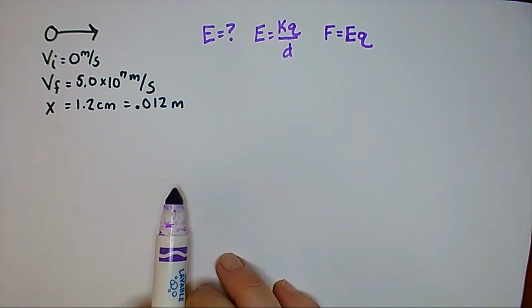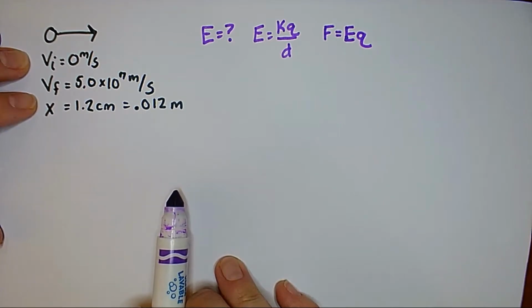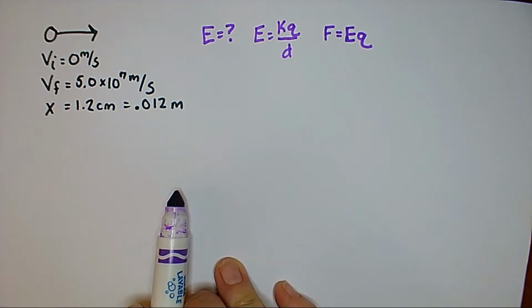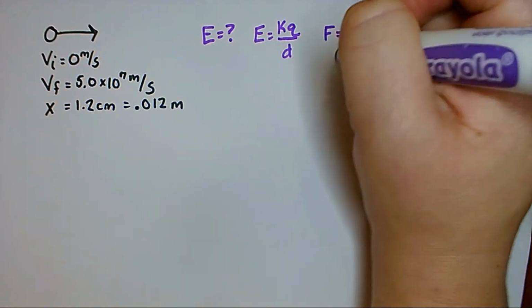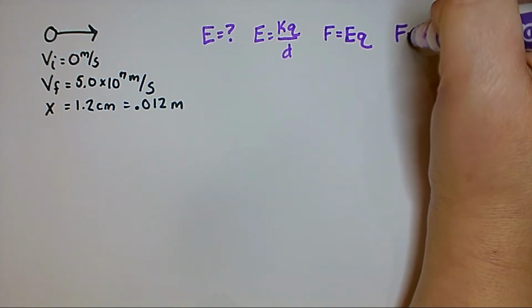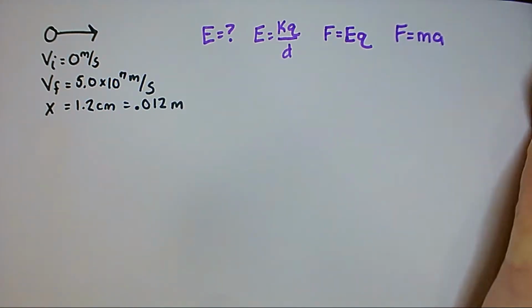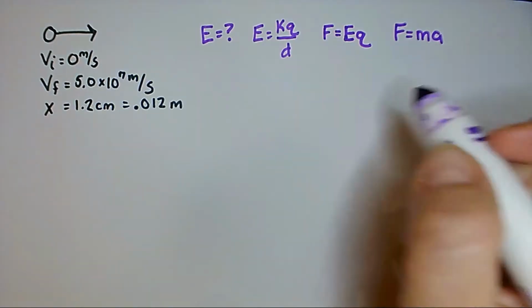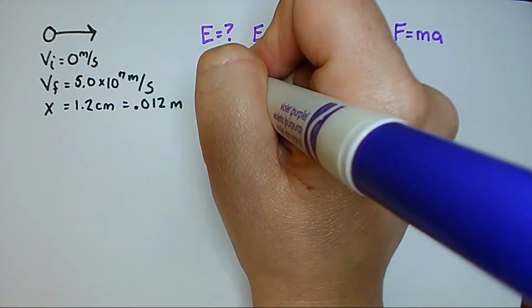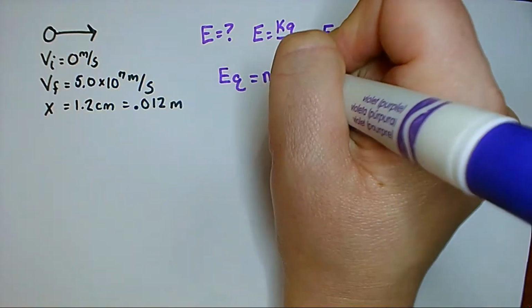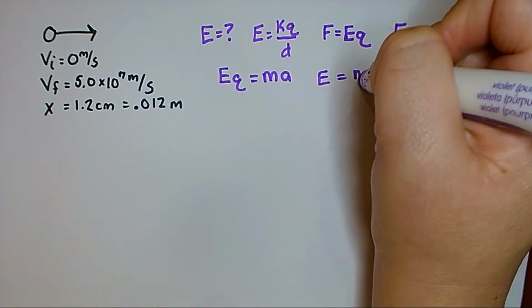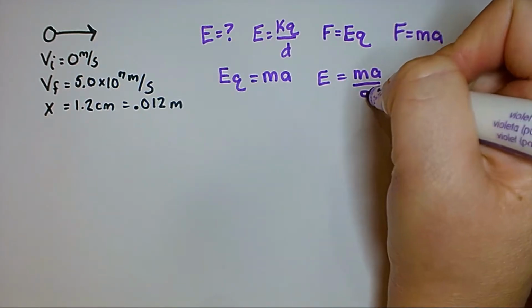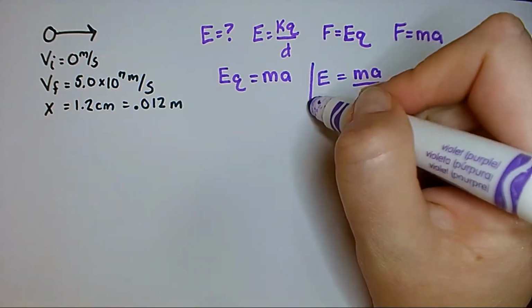So what we should notice is that this electric field is causing a force that's going to accelerate this particle. So what we need to do is combine this with F equals ma, Newton's second law. So if we just combine these, EQ equals ma, or E equals ma over q. And this is the equation we're going to use to solve this.